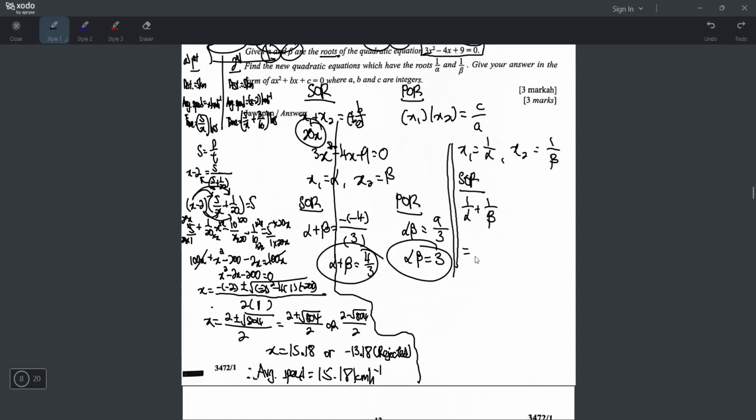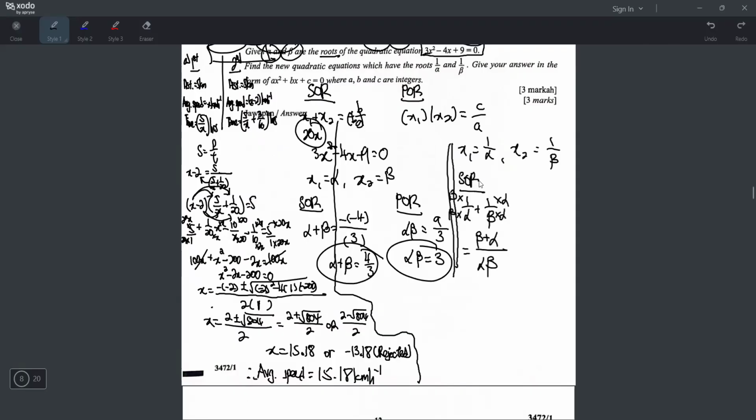Okay, this one you can combine to become a single fraction, right? How to make the denominator the same? You take this one times beta, this one times beta, this one times alpha, times alpha. So you get alpha beta down here, and then on top you get beta plus alpha. Okay, you just combine to become a single fraction.